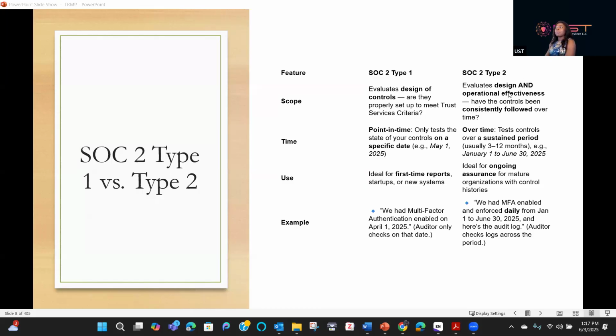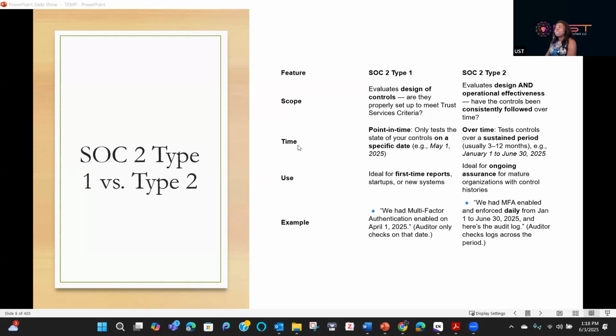For SOC 2 Type 2, we evaluate design and operational effectiveness. So we'll start hearing of operational effectiveness, the efficacy of your controls, how effective they are. Have the controls been consistently followed over a period of time? And the key difference between Type 1 and Type 2 for SOC 2 is that in Type 1 we talk of a specific point in time, while in Type 2 we talk of ongoing, over a period of time. I'm really going to show that in depth.